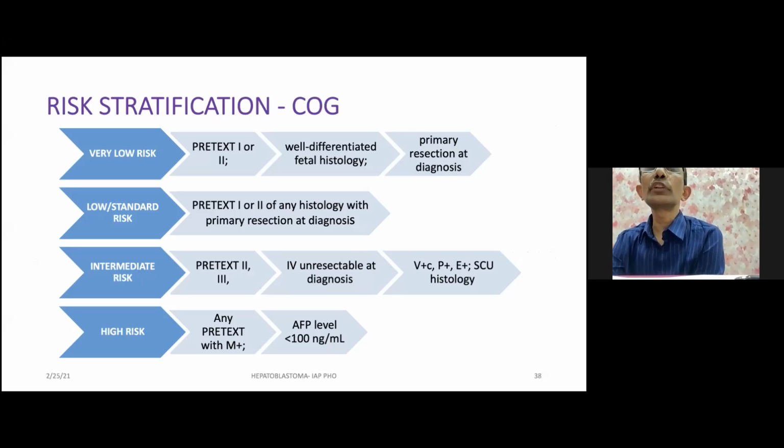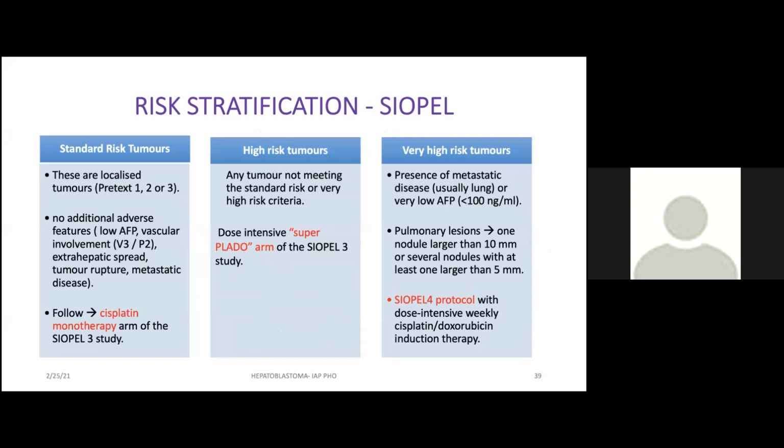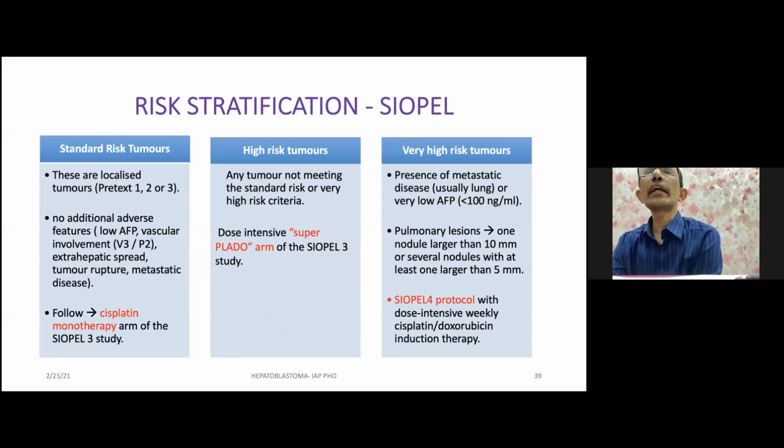Okay, so this is COG's. We are not going to go through this. This has 4 categories. Next slide, SIOPEL. This is standard practice, but most of our institutions for practical purposes divide into standard risk and high risk. But please remember, there is a very high risk also. The most important prognostic factors which we are worried about are AFP less than 100, extrahepatic disease and metastatic disease. These are the 3 things.